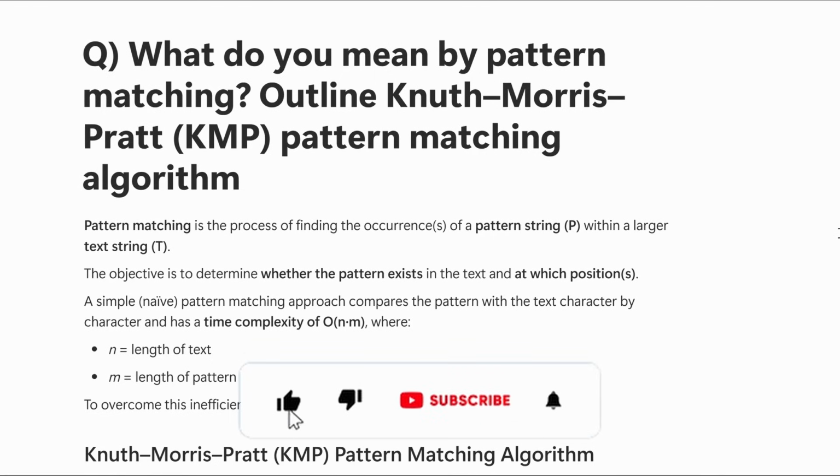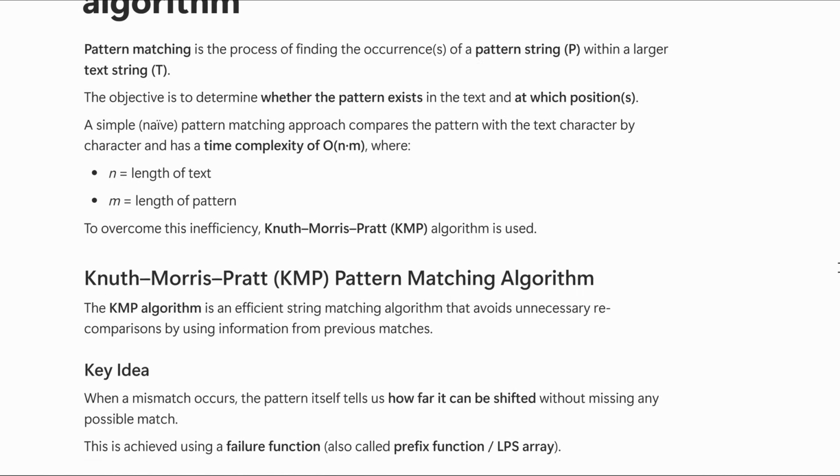In today's video, we will understand an important VTU exam topic, pattern matching and KMP algorithm. This question is frequently asked for 8 to 10 marks. Let's start with the basics.